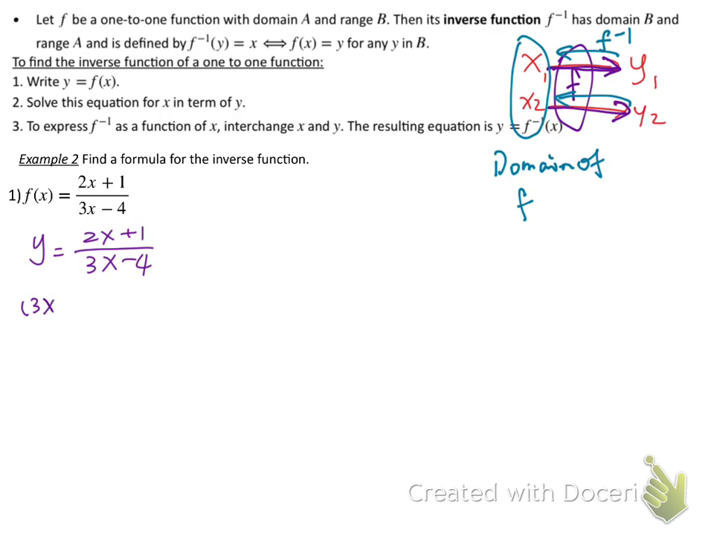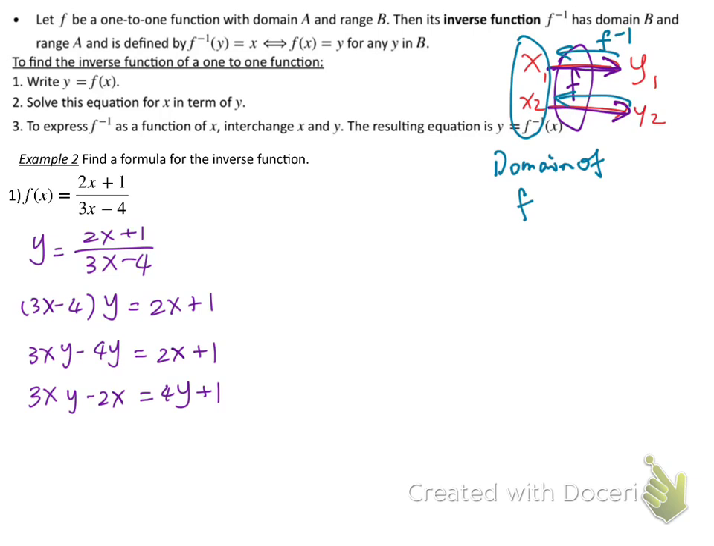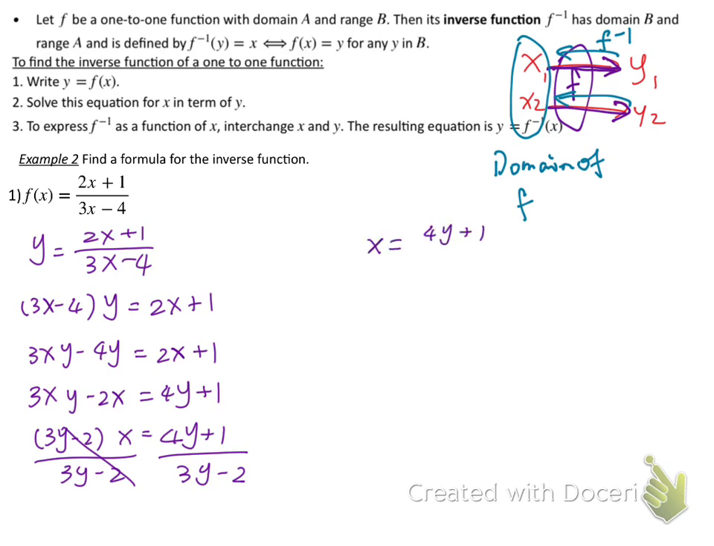Clear the denominator. Then I distribute. Remember, I'm solving for x, so all the terms with x go to the left, terms without x go to the right. Then I pull out the coefficient and divide by it. This gives me x equals (4y plus 1) over (3y minus 2).